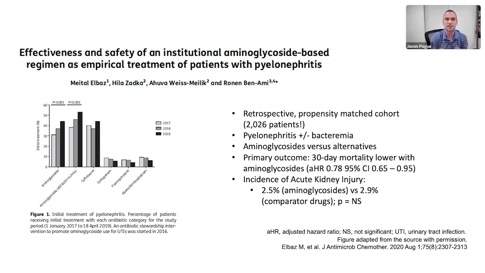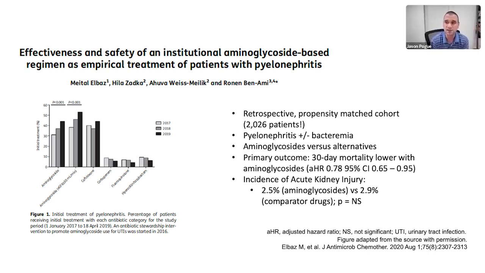And basically what this study is based off of, in 2016, for a lot of the reasons that we've discussed so far, this institution in Tel Aviv prioritized giving aminoglycosides for the treatment of pyelonephritis for hospitalized patients at their institution. And if you look at the left side of the screen, what you're basically showing is, over the study period from 2017 to 2019, the kind of gradual increase in use of aminoglycosides.